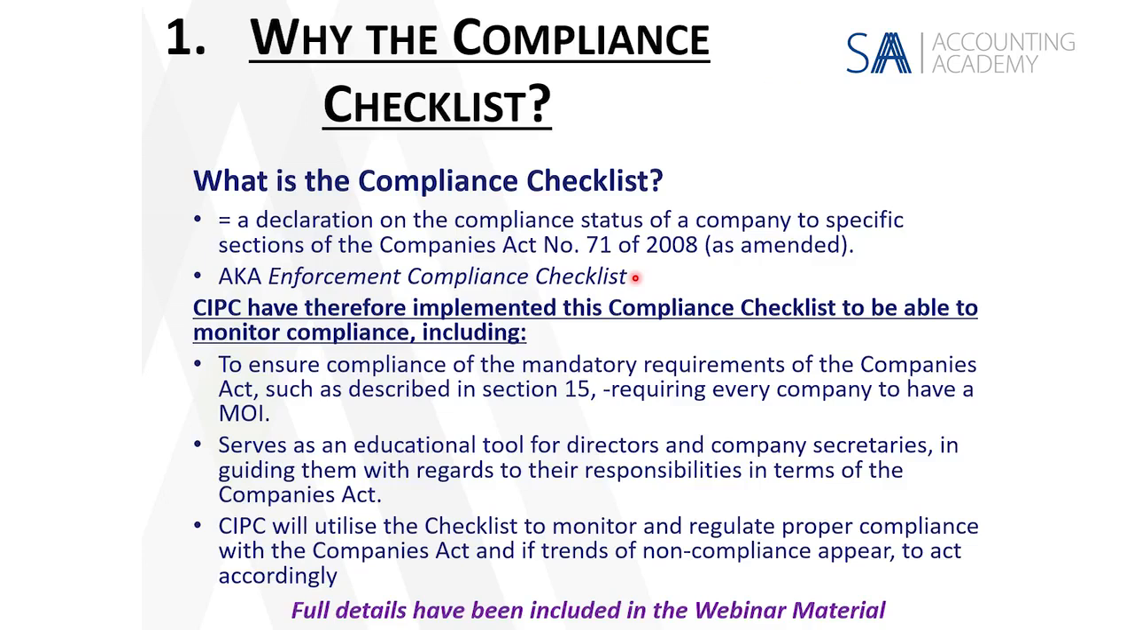So they've given us this checklist, and they are able to monitor compliance by doing what? They want to ensure compliance to the mandatory requirements of the Companies Act. They've decided what those mandatory requirements are, and those are the 28 sections. One of them, for instance, is in section 15, requiring that every company must have an MOI. So do they have an MOI, yes or no? And what are the other details relating to that?